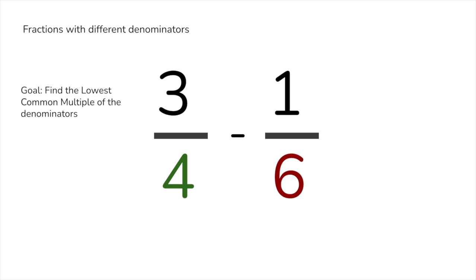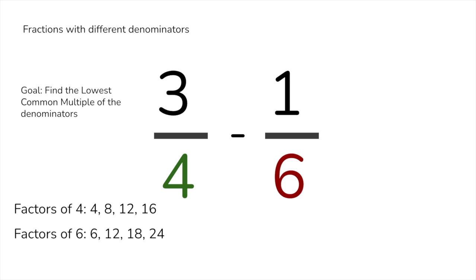The multiples of 4 are 4, 8, 12, and 16, and the multiples of 6 are 6, 12, 18, and 24. Notice how the first common multiple is 12? We can use this as our lowest common multiple.